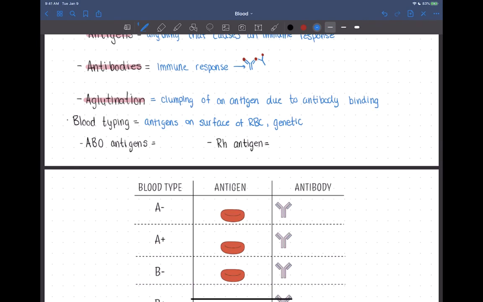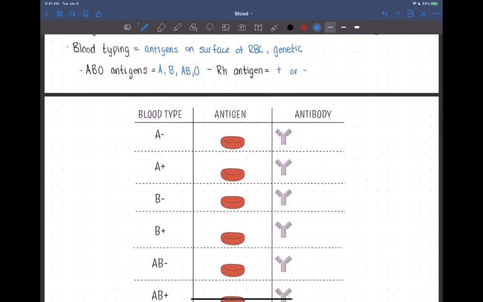The possible ones here are A, B, and they can have both A and B antigens, or O. And then with RH, we have either positive or negative. The individual is positive if they have that RH antigen, and they're negative if they don't have it. All right, so let's go through and fill out this chart first for the antigens, because that's what we just talked about. So let's only focus on that middle column for right now.